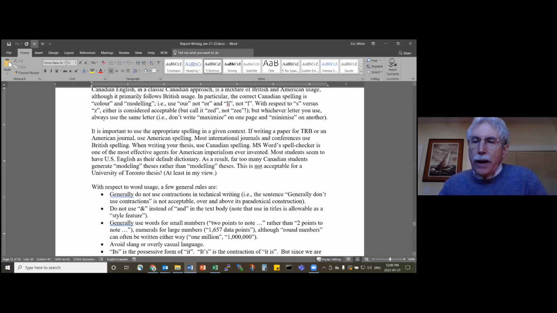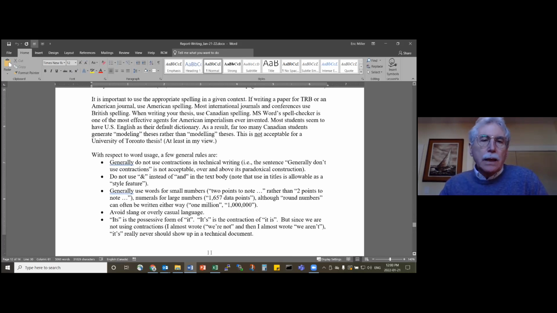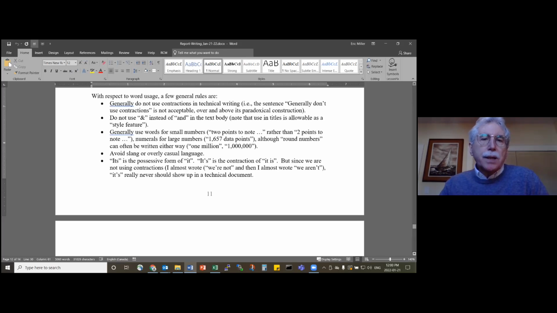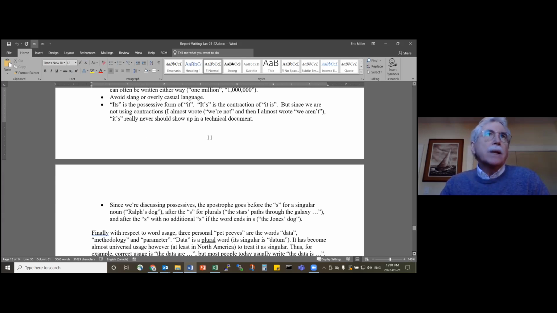Other things, do not use contractions in technical report writing. It's sloppy. It's conventional, but we generally use words for small numbers and numerals for large numbers. But if you're reporting a result, where the result of my test was 2, I'll write 2. Avoid slang or overly casual language. Be precise. Use technical words. Don't use slang.